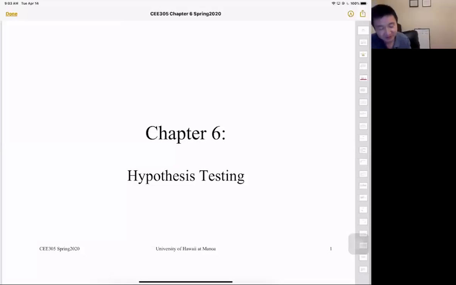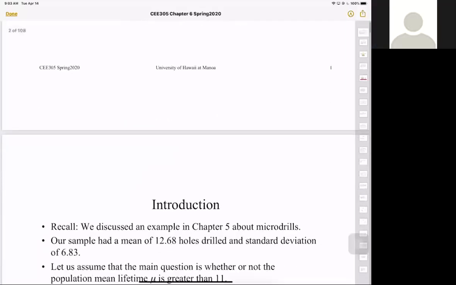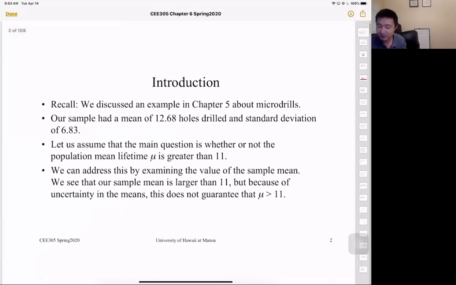Okay, so let's start. Today we talk about the last important chapter for this class, which is chapter 6. It is called hypothesis testing. Okay. So hypothesis testing is similar to chapter 5, which is confidence interval.